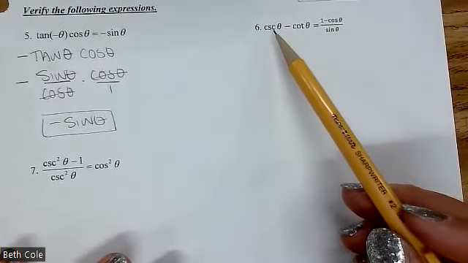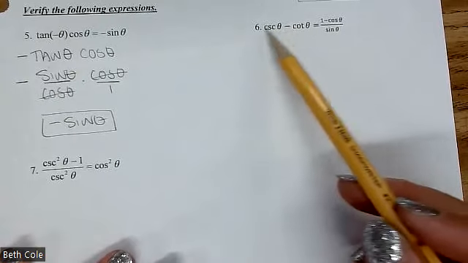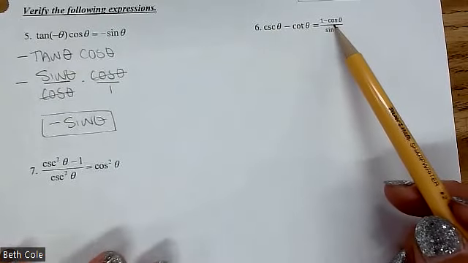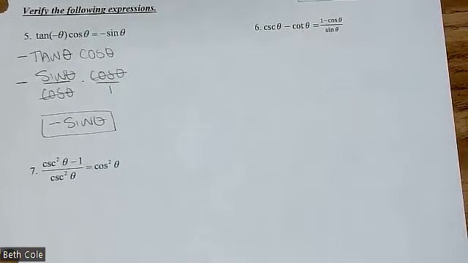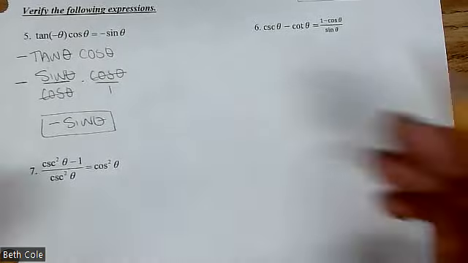All right, looking here, you're going to start with this side. I know it looks like this is the more complicated side, but the reason we start here is because you have two separate things and you want to get a common denominator and put them together so you have one single thing instead of two separate things.